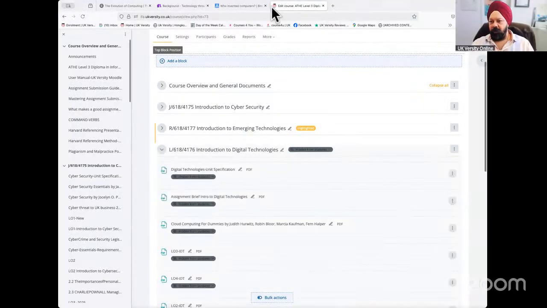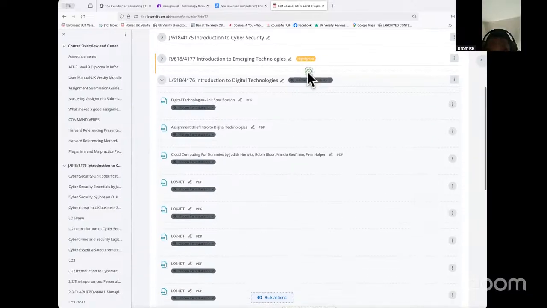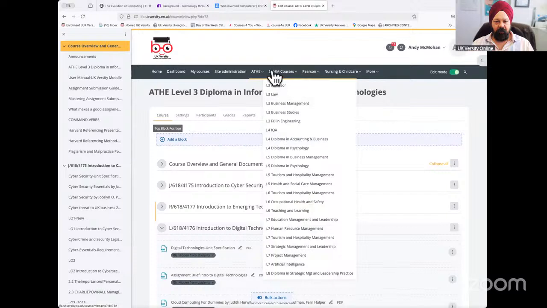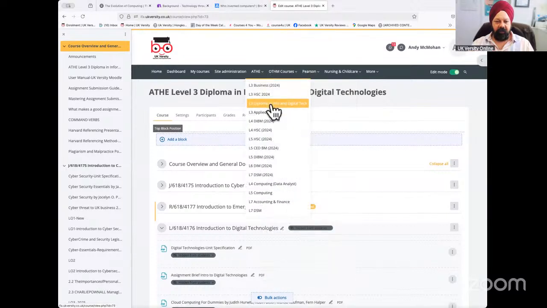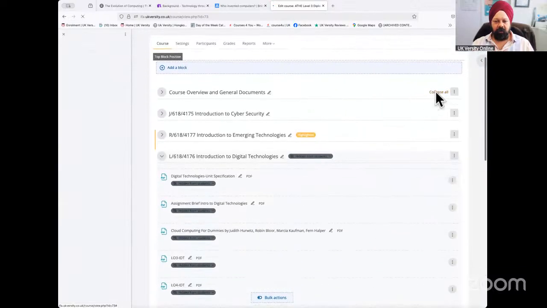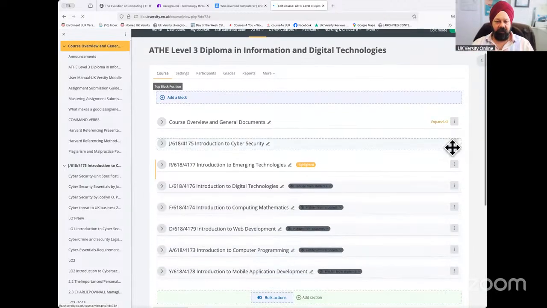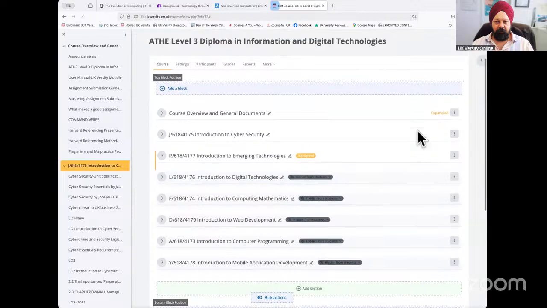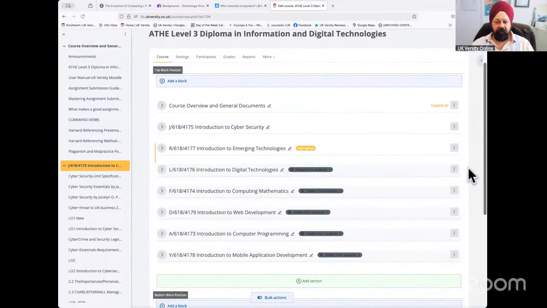Here we go. And let me share my screen. When you log into Moodle, all you will do is go into the ATHE. Third from the top is the Diploma in Information Technology. When you click on this, you'll see the whole course. The best thing would be to click on collapse all first. Then you can click on this unit, which is Introduction to Digital Technologies that we are discussing today. This unit is going to have all the details that we are discussing, which I'll show you now.